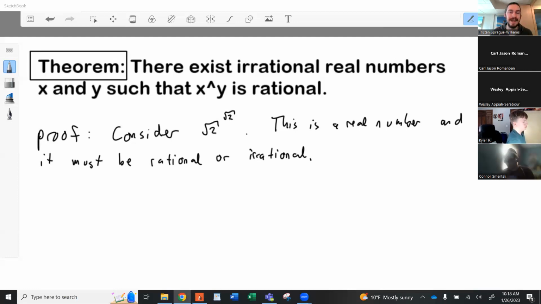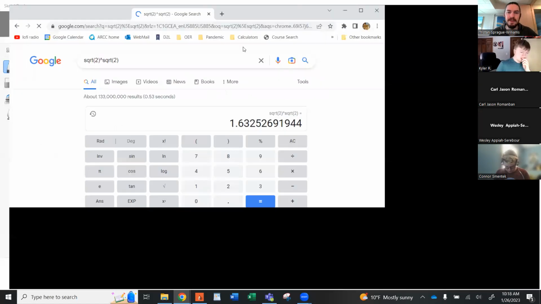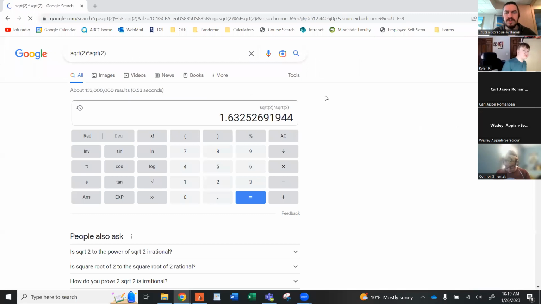Is anyone plugging it into a calculator right now? Throwing it on a whiteboard, not onto a calculator. If we do plug it into a calculator, by the way, you get this: square root of 2 to the power square root of 2. It gives you a decimal expansion truncated after however many digits your calculator will allow.